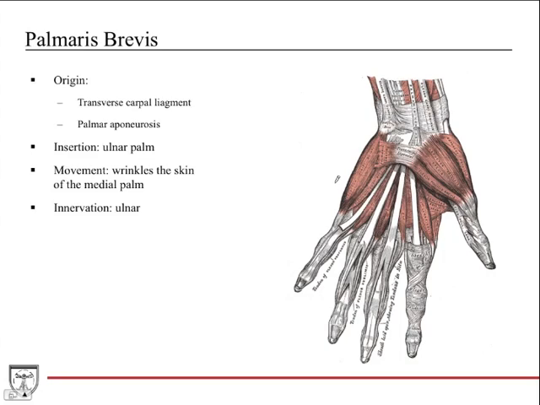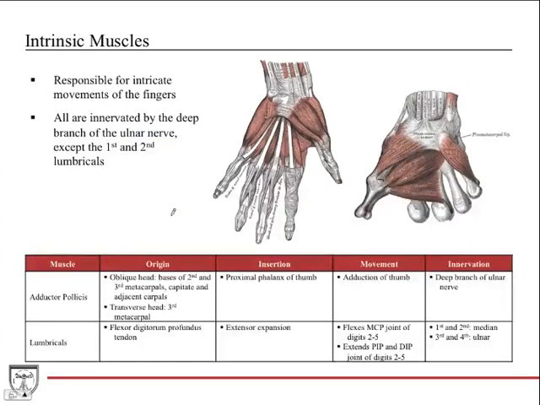Palmaris brevis, this is a very small muscle here, as you can see. It originates from the transverse carpal ligament and the palmar aponeurosis, and you can see that right here. The fibers are going into this connective tissue band over the carpal tunnel, and then the palmar aponeurosis, which is cut away here, but it also originates on that. And then it inserts onto the skin of the ulnar palm, and when it contracts, it wrinkles the skin of the medial palm. Innervation is ulnar nerve.